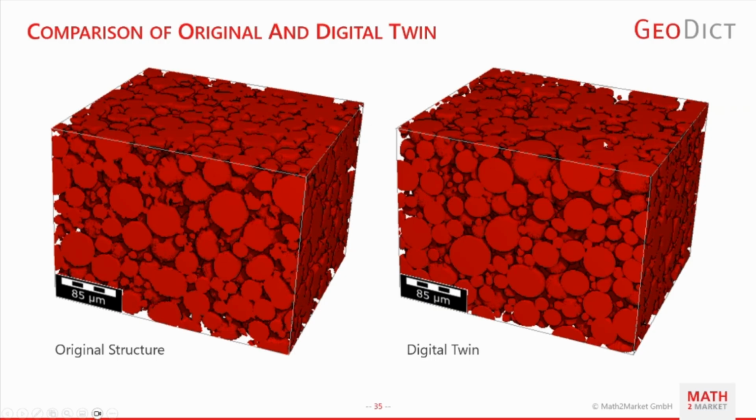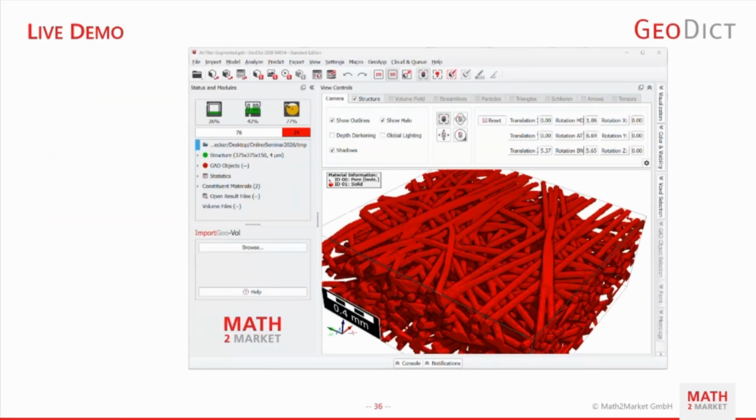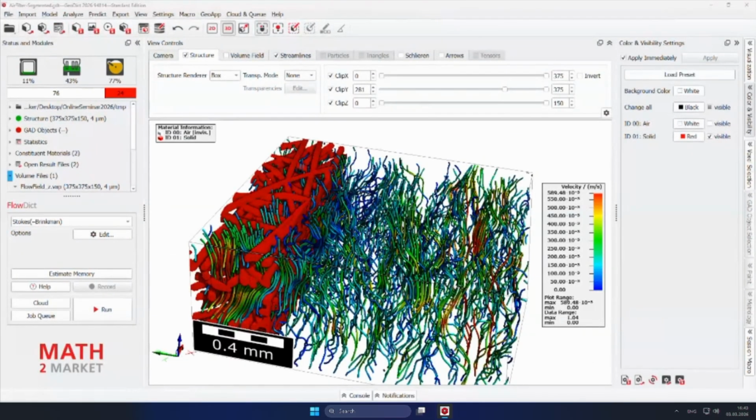And it looks very similar, except we see in the original we have more surface roughness, because these are perfect spheres or ellipsoids sometimes added. But there are actually also tools in GeoDict that allow adding surface roughness. So one could improve this even more, add some surface roughness, and then be closer to the real material if it's necessary. So back to the live demonstration.